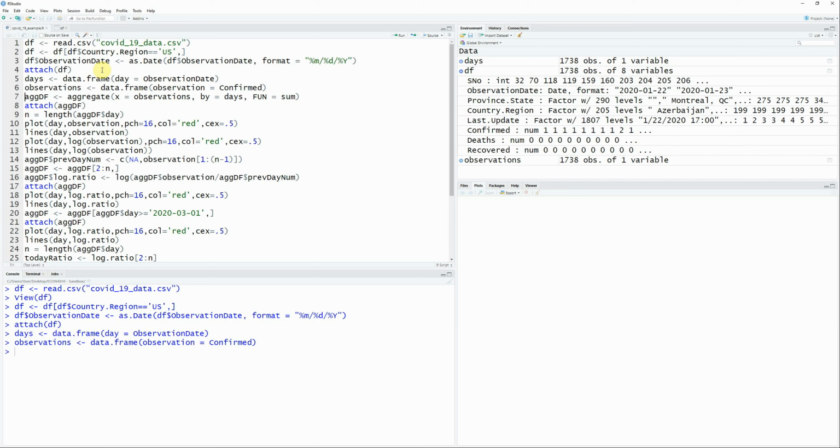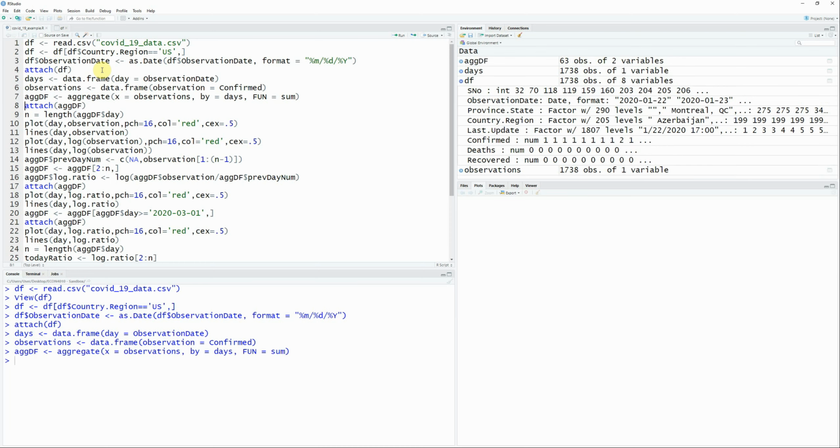And now I'm saying aggregate the observation numbers by days. So if it has, say, two rows for January 29th, with two numbers there, it sums those two numbers, and there's only one row for January 29th. So I have the total number of confirmed cases for that day in my data frame. I create that, and that will be the aggregate data frame, AGGDF.